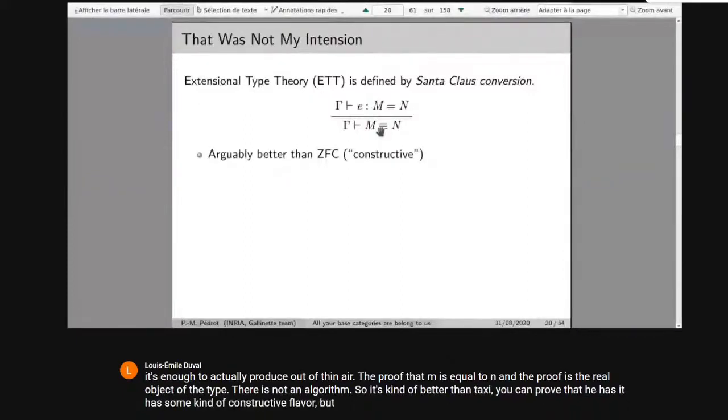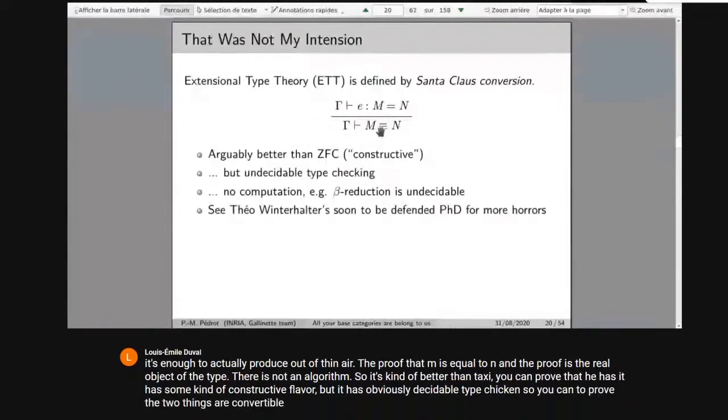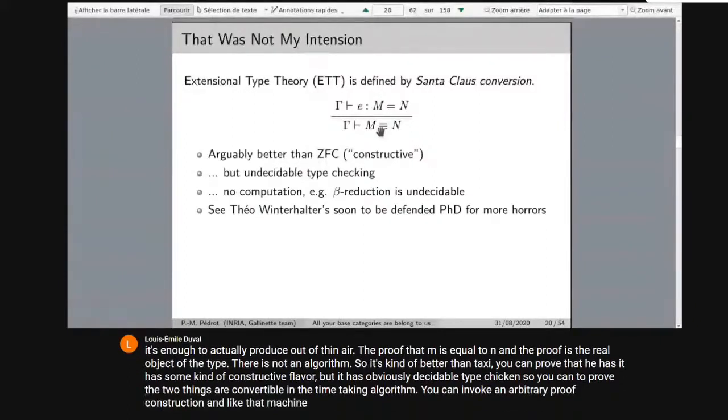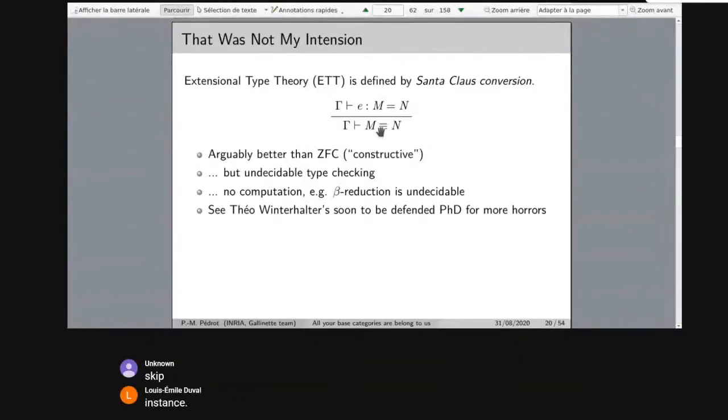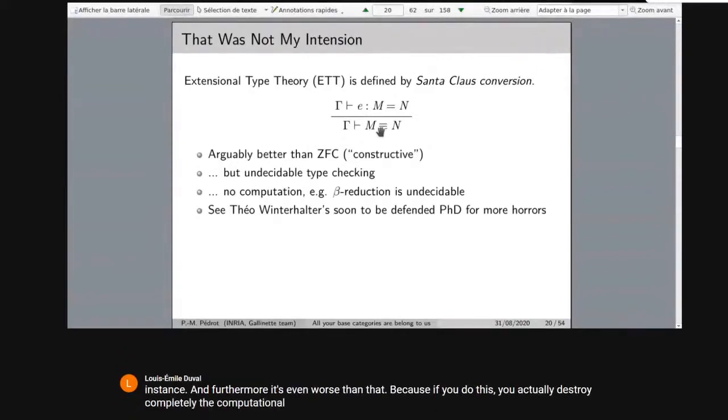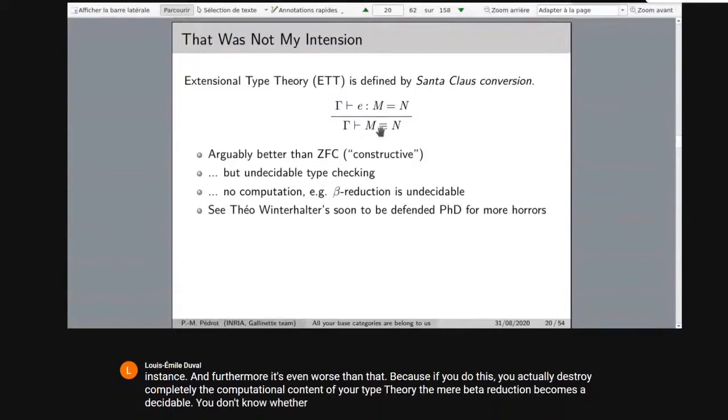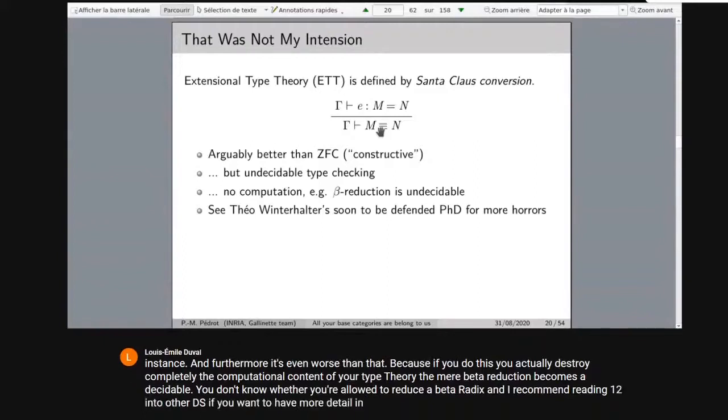But it has obviously undecidable type checking. So to prove that two things are convertible in the type checking algorithm, you can invoke an arbitrary proof construction that, like a Turing machine, can be terminating in that many steps, for instance. And furthermore, it's even worse than that, because if you do this, you actually destroy completely the computational content of the type theory. The mere beta reduction becomes undecidable. You don't know whether you're allowed to reduce a beta redex. And I recommend reading Oury's or Hofmann's PhD if you want to have more details on that horrible type theory.